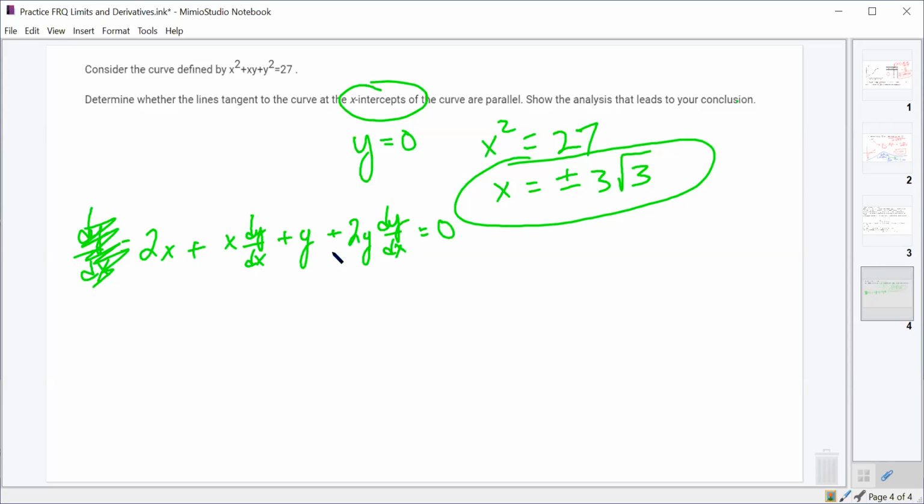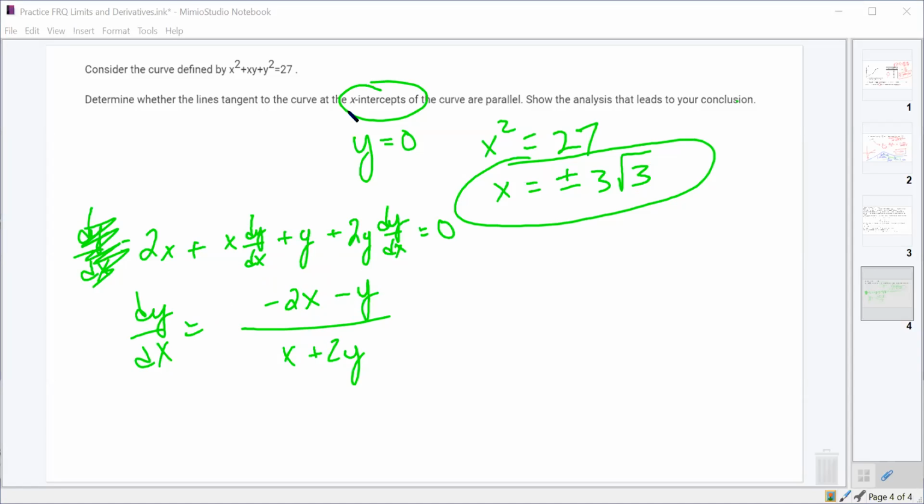So now we'll solve for dy dx, which gives us, we can subtract the 2x and the y to the other side. So dy dx is going to equal negative 2x minus y all over x plus 2y. Is that the derivative that you all got? It's possible that you might have gotten 2x plus y divided by negative x minus 2y, but either way, those are equivalent to each other. I should factor the negative out of this or the negative out of the other one, and it should work out and look exactly the same.